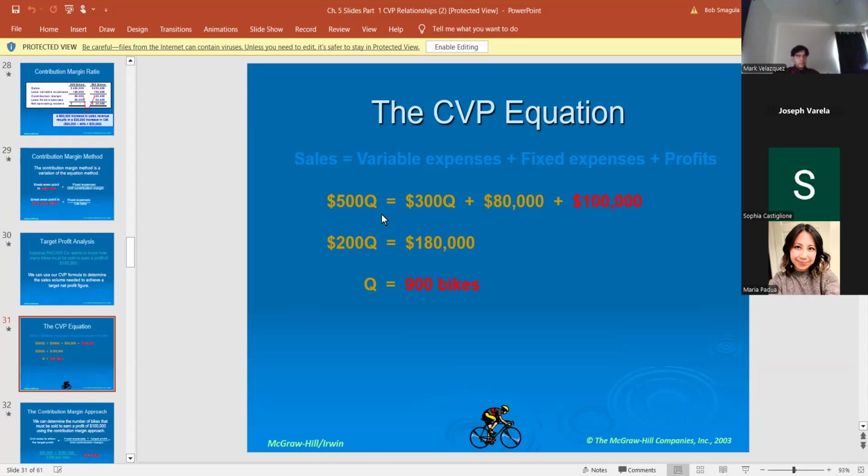We sell 500 units, 300 here, plus 80, no, I'm sorry, I want to do this one more time. 500 minus 300, okay, plus the 80,000. We add in the desired income, and it turns out we've got to sell 900 bikes. Now, again, this is kind of a longer way to do it. We know that the contribution margin was 200, so let's take a peek.